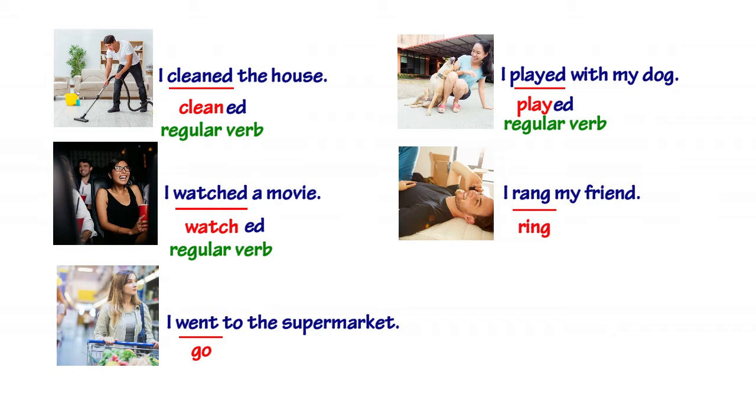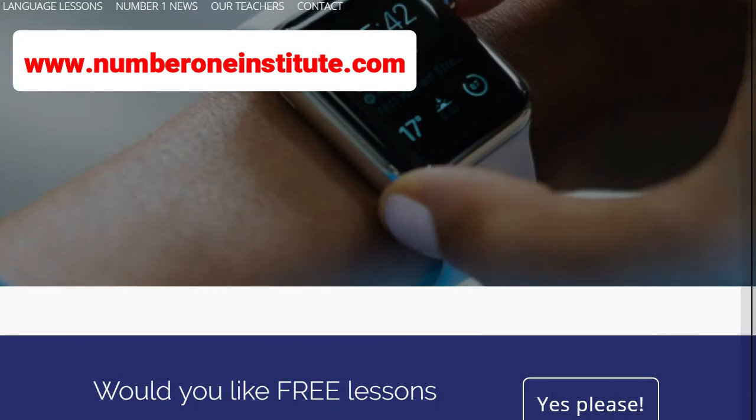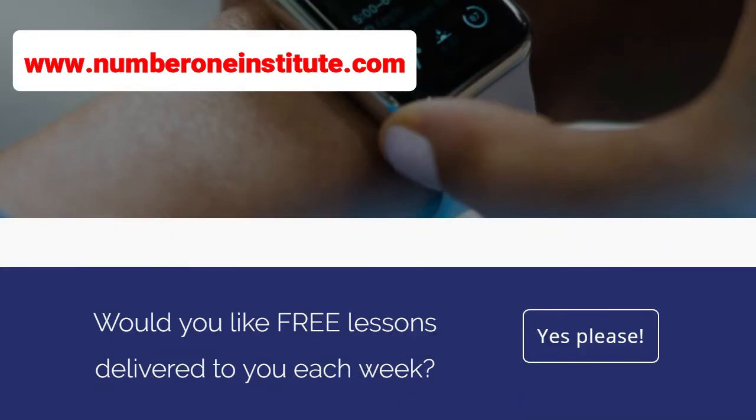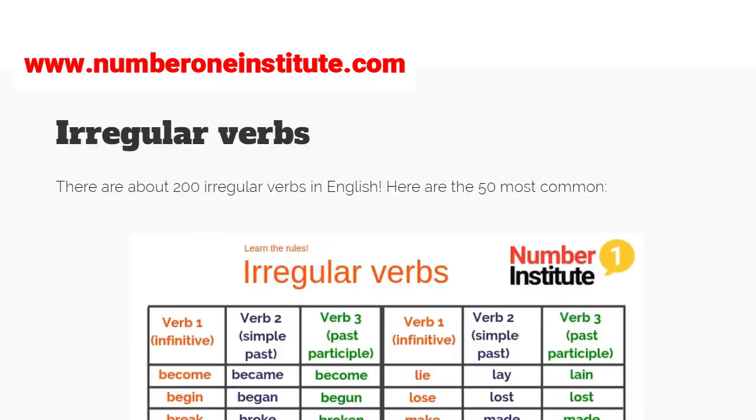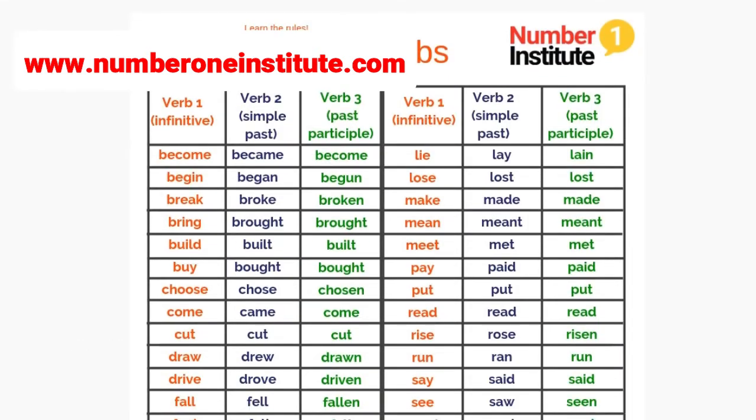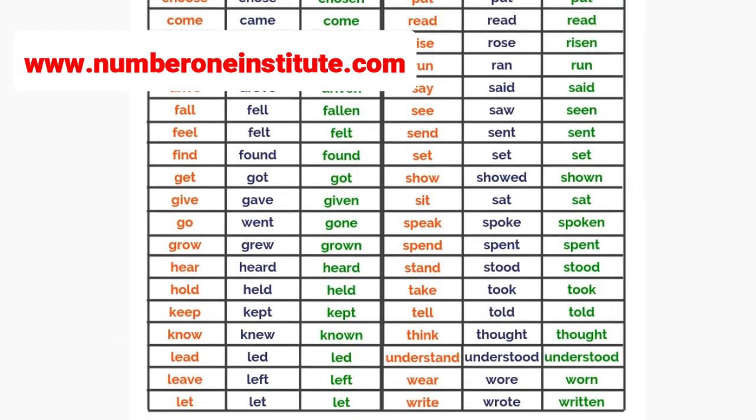There are two irregular verbs in this list, go and ring. Most verbs in English are regular, but it's important to learn the irregular verbs, especially the common ones. I've put a list of the 50 most common irregular verbs on our website and some exercises to test yourself.